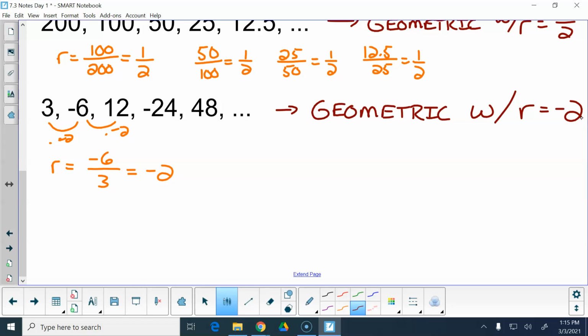R can be anything. Okay? R just can't be 0, and R just can't be 1. Otherwise, R can be anything. Love it.